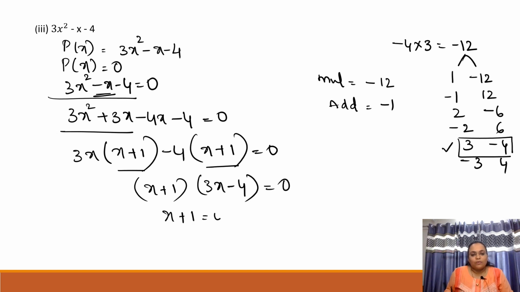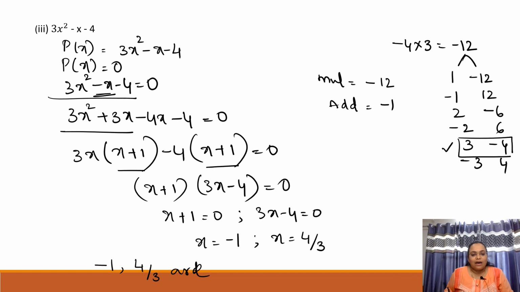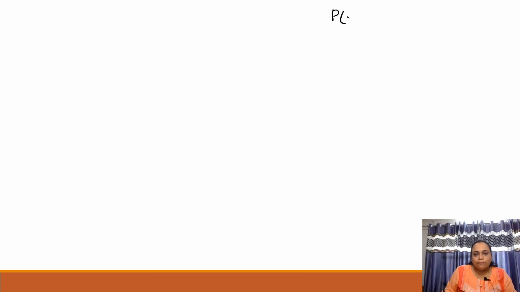So x plus 1 is equals to 0 and 3x minus 4 is equals to 0. X is equals to minus 1 and x is equals to 4 by 3. So we can say minus 1 and 4 by 3 are the zeros of the given polynomial. Now we will find the relation between the coefficient and the zeros of the polynomial. So what is the polynomial they have given? P of x is equals to 3x square minus x minus 4. What are the zeros which we have got? X is equals to minus 1 and 4 by 3.